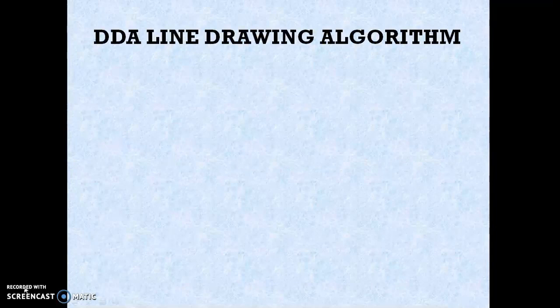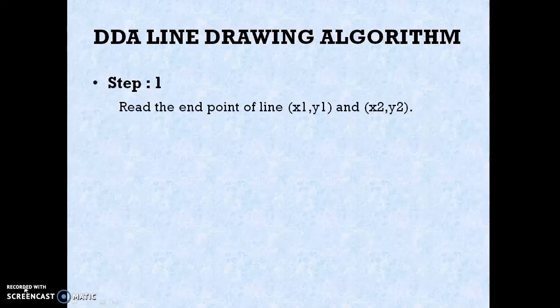DDA line drawing algorithm is useful to draw a line between 2 points. One is known as the starting point and the second one is known as the ending point. The very first step of this algorithm is to read the end points of the line, x1, y1 and x2, y2. Let's start one example.